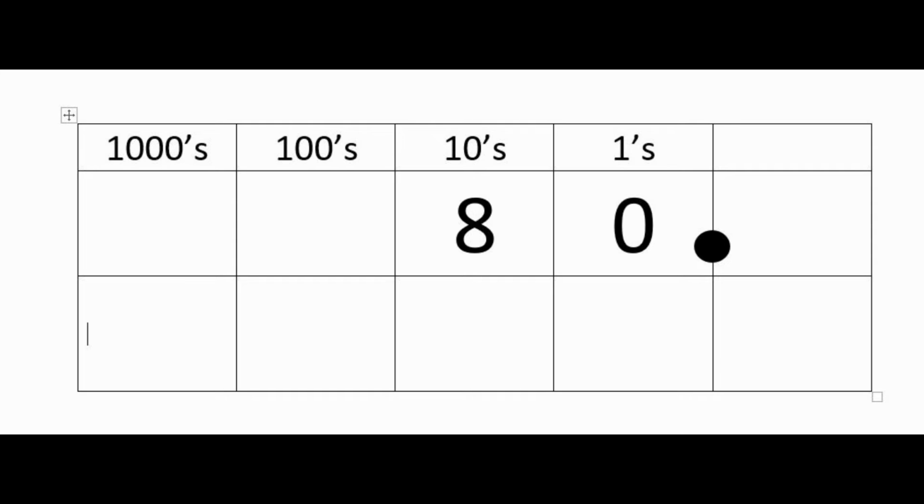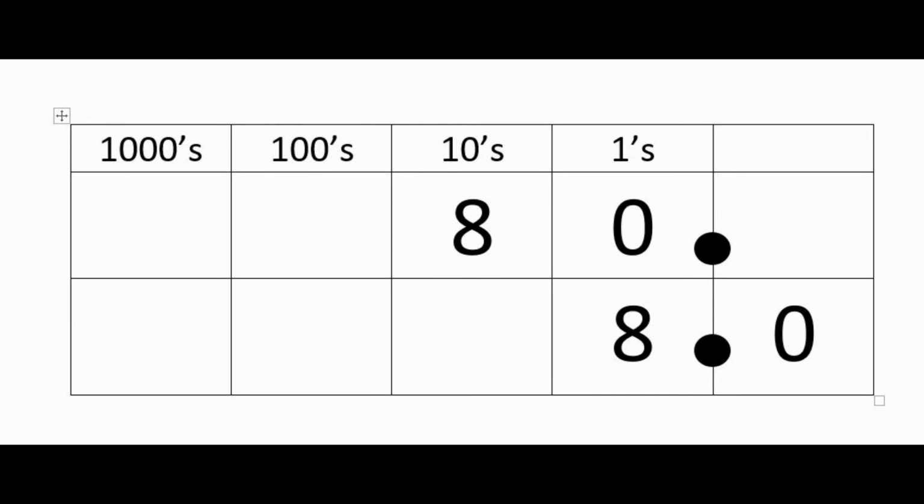So 80 divided by 10, everything moves one column to the right. So our 8 moves into the ones and our 0 moves the other side of the decimal point. So the answer is 8 or 8.0. When it is 0.0 though, we don't have to worry about writing it. So we would just write the answer as 8. However, it's very useful to know about the decimal point and where it helps with dividing by 10.